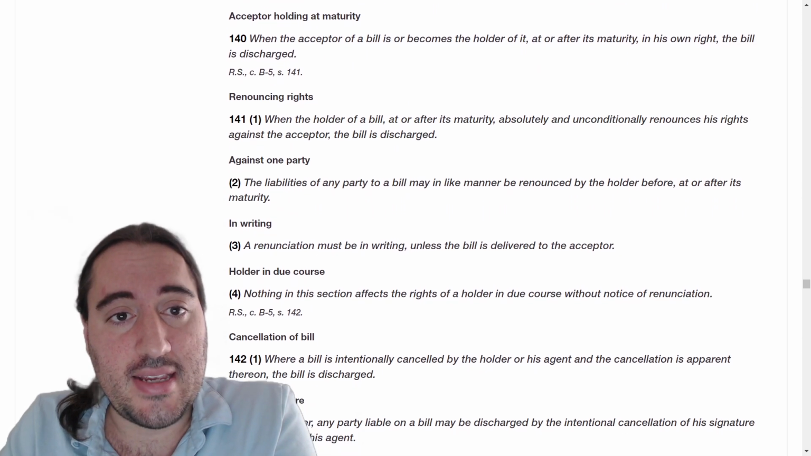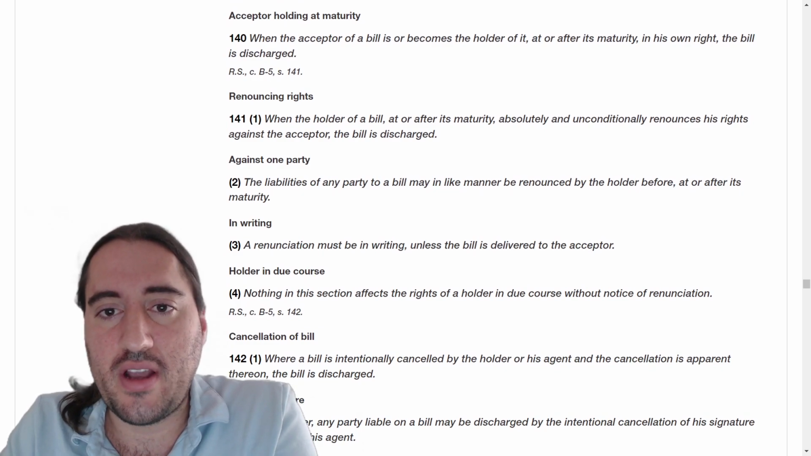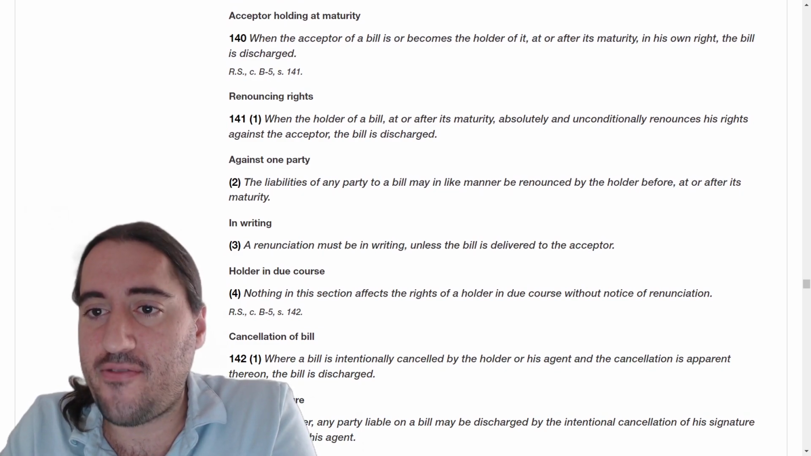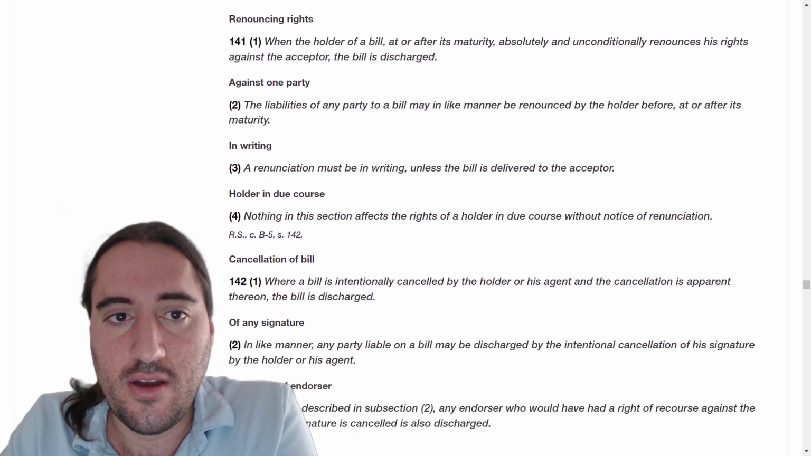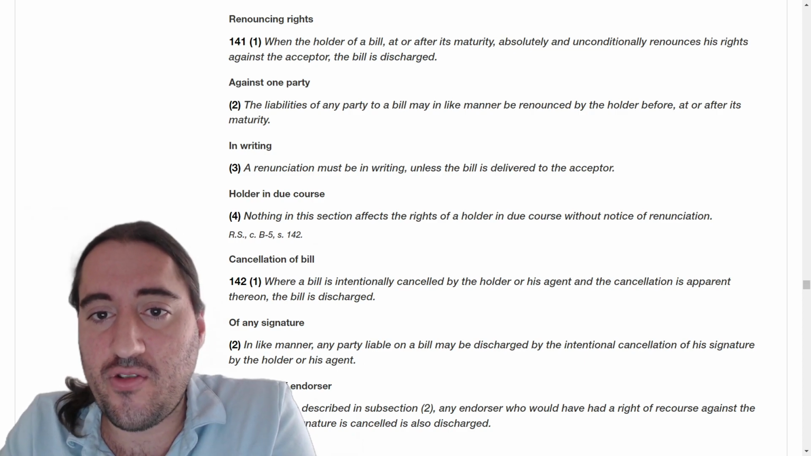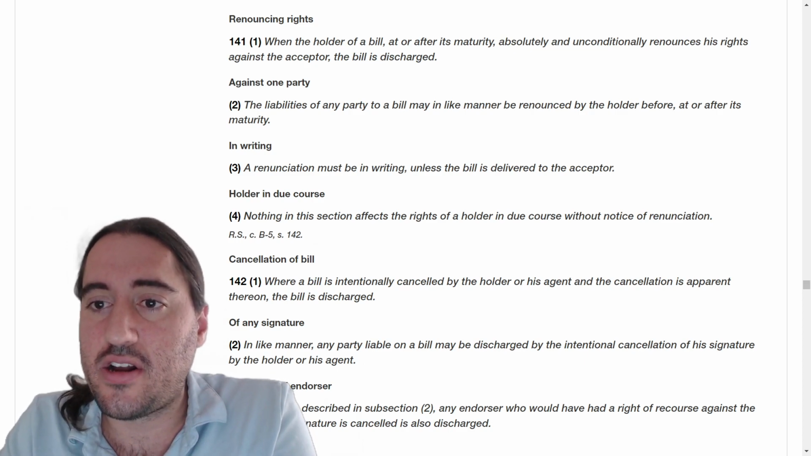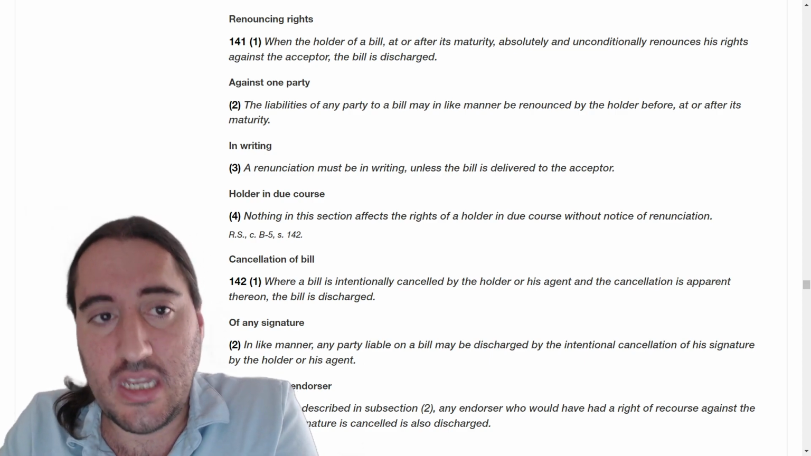Acceptor holding at maturity. When the acceptor of a bill is or becomes the holder of it at or after its maturity in his own right, the bill is discharged. Renouncing rights. When the holder of a bill at or after its maturity absolutely and unconditionally renounces his rights against the acceptor, the bill is discharged.